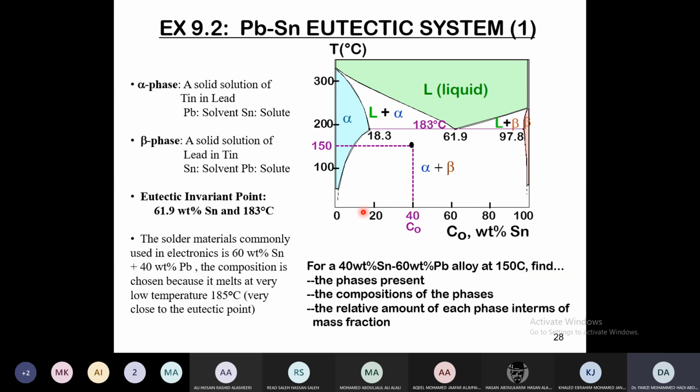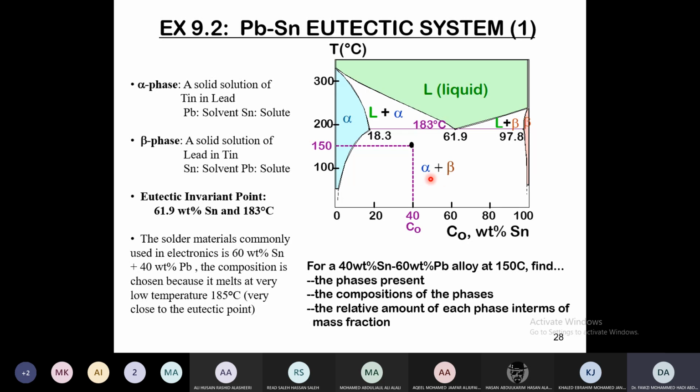So that is basically, this is 20, 40, 60, so this is 40. And at 150 degrees centigrade, this is 100, that's 200, in between is 150. So you are basically here. How many phases do we have here? We have 2 phases. The phase diagram tells us in this area, all that area, we have 2 phases there. The alpha solid solution and the beta solid solution. So 2 phases, and what they are: the alpha solid solution and the beta solid solution.